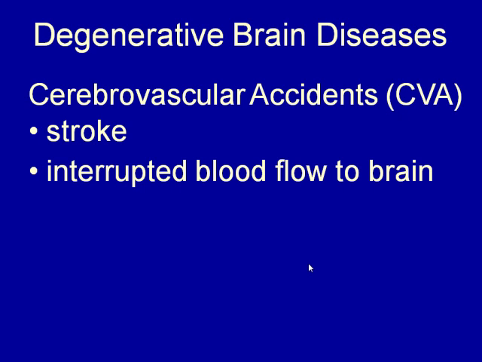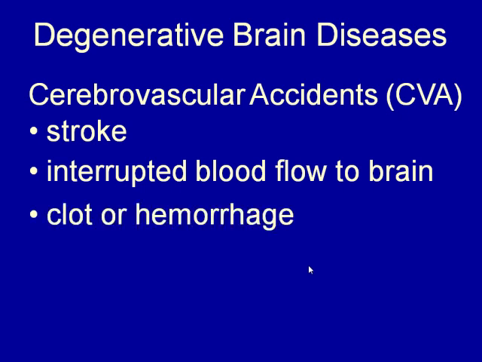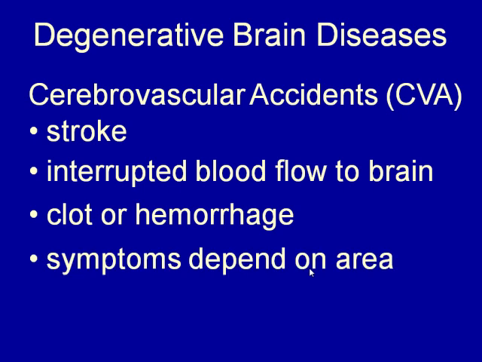Now, the interrupted blood flow could either be because of a bleed in the brain, a hemorrhage, or a clot can block one of the blood vessels. The most common is probably the clot, but either one can occur. Again, the symptoms depend on what area of the brain is not getting a blood supply. If it's, say, the occipital lobe, you may have visual problems. If it's the temporal lobe, you may have hearing difficulties. So it just depends on what area of the brain is not getting blood as to what symptoms you see.